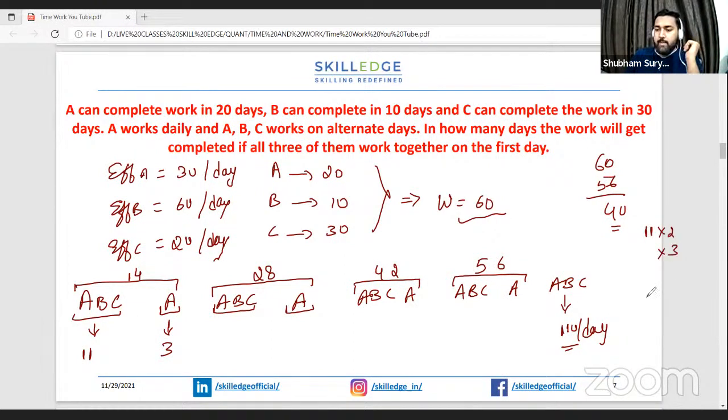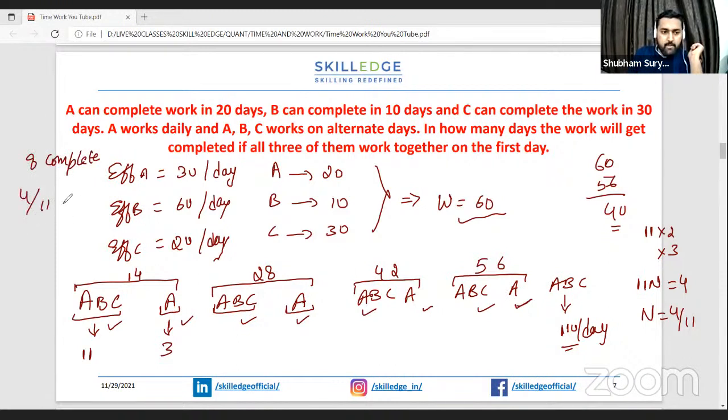In 3 days, 11 into 3. So in 11 days, it's going to be 11 into 1. It's equated with the amount of work that needs to be completed. That is 4, and is equal to 4 by 11. It means we require 1, 2, 3, 4, 5, 6, 7, 8 complete days, and for the 9th one, the whole day is not required. Only the 4 by 11 part of the day is required.